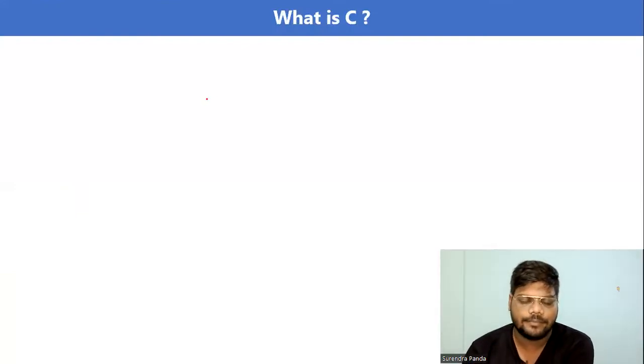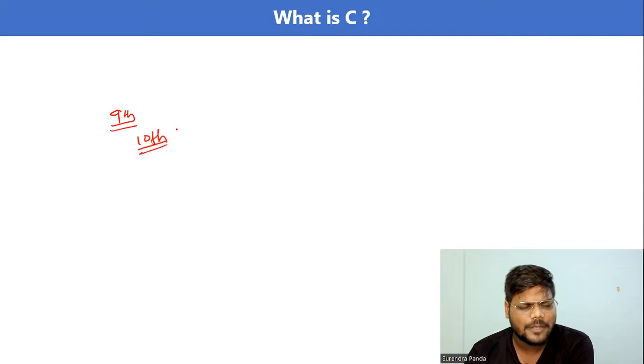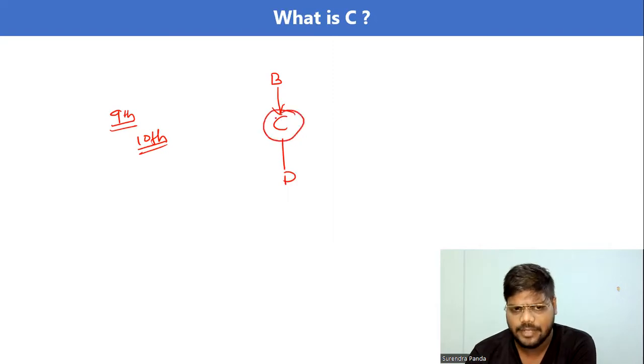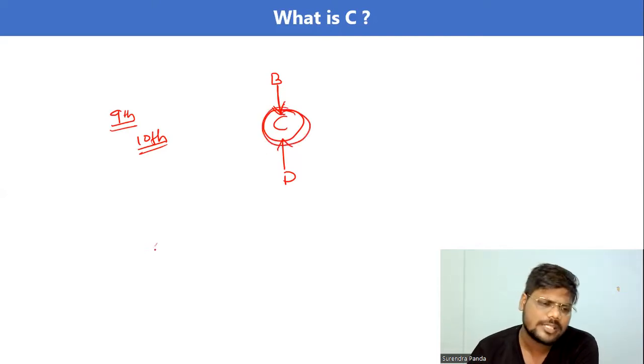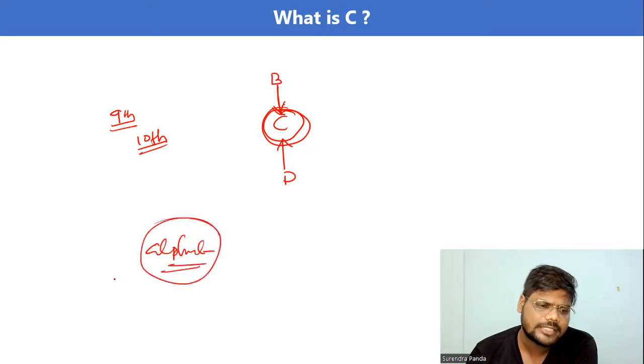What is C? See, if you are a non-technical student, from an arts background or English background or commerce, and I ask a normal person, suppose someone studying in 9th or 10th standard, what is C, that person will say: are you a simple nonsense, you don't know C? C is an alphabet which comes after B and before D. It's a simple concept. Everyone will say that.